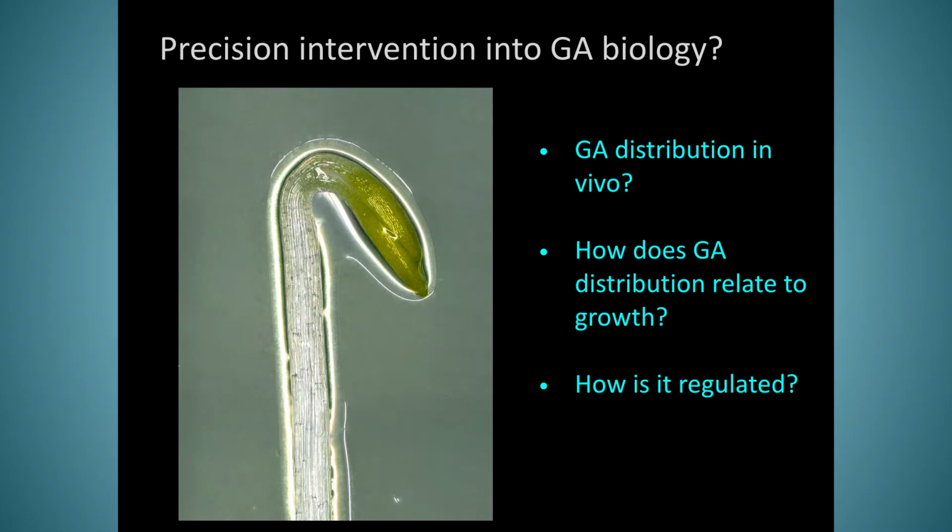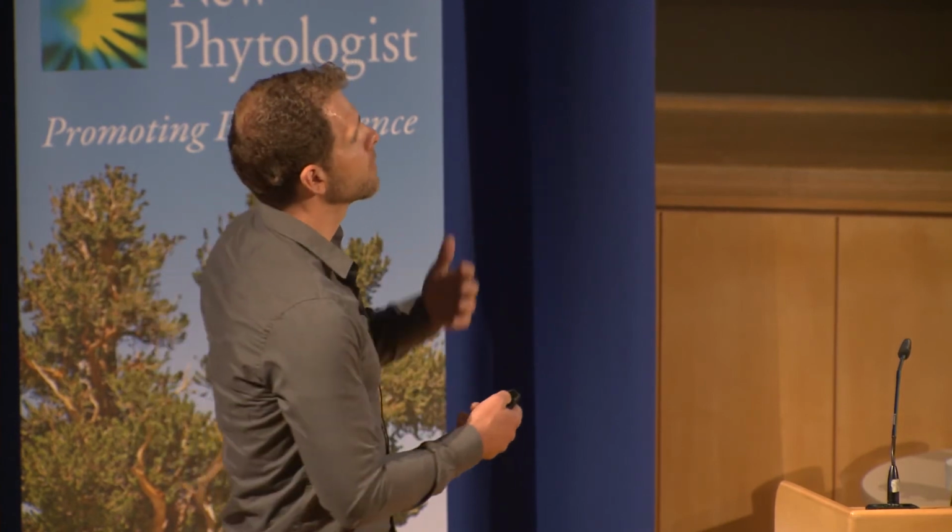And so in the case of the etiolated hypocotyl, we'd like to ask the question of where is GA distributed? Which cells have higher GA than others? And then how does that GA distribution relate to growth? Is higher GA always correlated with higher elongation, for example? And then finally, how is the GA itself regulated? What are these signals integrating upstream of GA to generate the actual extant GA distribution in vivo?